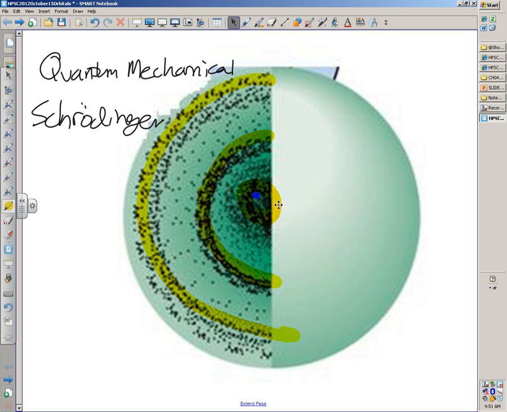Okay? Good so far? We use the lowercase letter n to represent that principal quantum number. So this would be n equals 1 here, this would be n equals 2 here, and then this will be n equals 3 right there. Is that good so far?